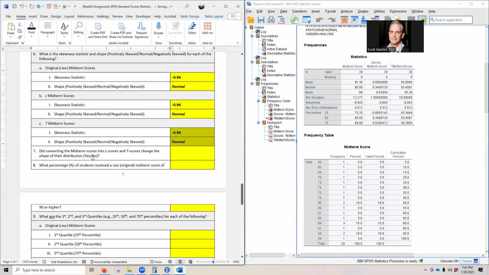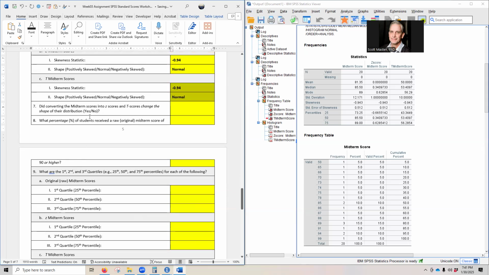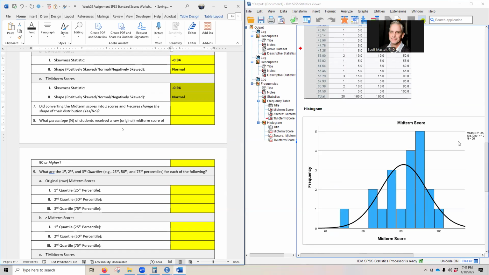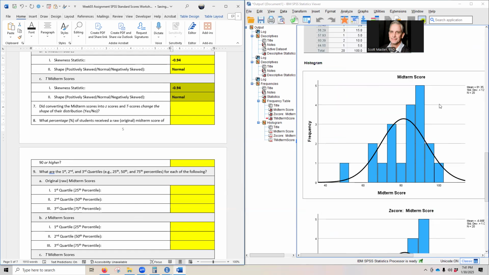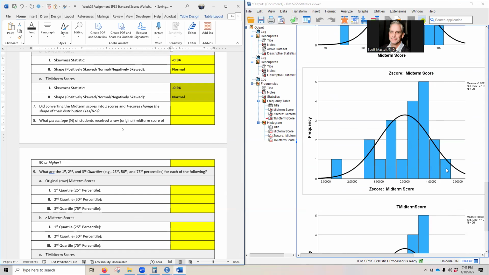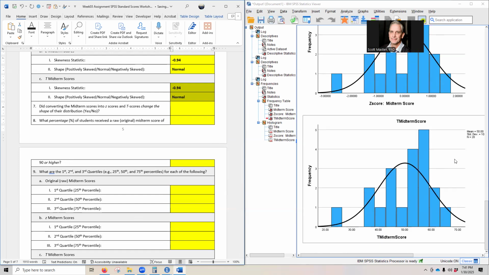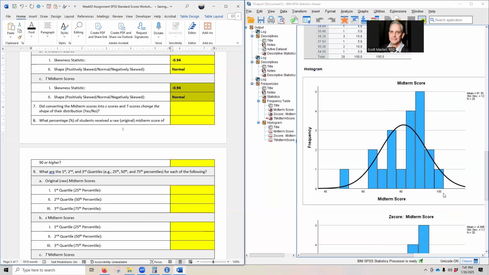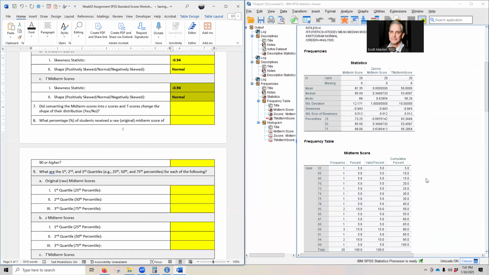And there we go. So did converting the midterm scores, that is the raw scores, into z-scores or t-scores change the shape of the distribution? It did not. The skewness coefficient is exactly the same. The other way, in case you don't believe me, is you can go down and look at the plots. There's the raw scores, the z version of the scores, and the t version of the scores. They're exactly the same shape. It just shifts them around, up or down, but they are still the same shape. So hopefully you said no, turning a non-normal variable into a z or t score does not magically make it normal. That was what I was trying to get across there.